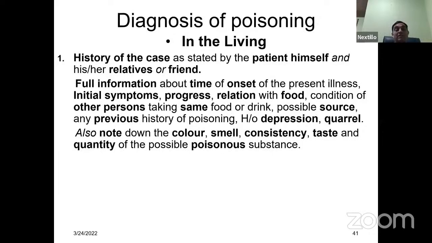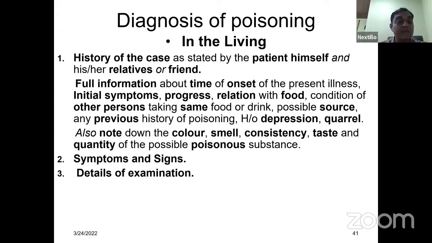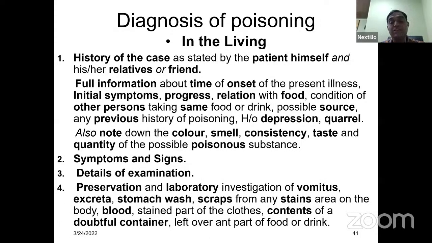Then sources, a previous history of poisoning, a history of depression. Sometimes also note down the color, smell, consistency, taste, quantity of the possible poisonous substances. Symptoms and signs also we have to look after. The details of examinations, the preservation and laboratory investigations of vomitus, excreta, stomach wash, scrapings from any stains, area on the body, blood, stained parts of the clothes, contents of the doubtful container, leftover and part of the food or drink.